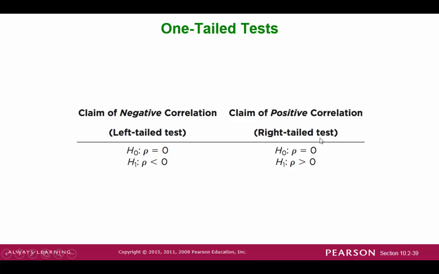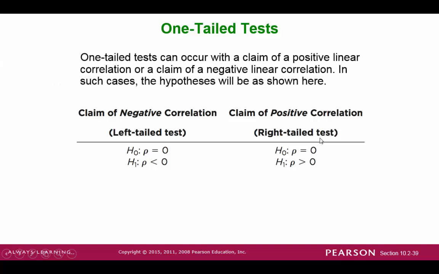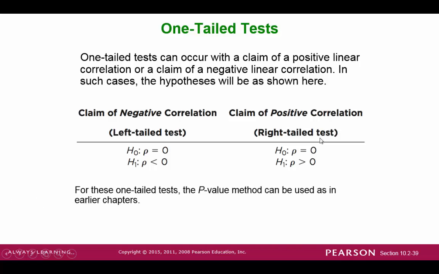There's some information about one-tail tests that we're not really going to cover too much, but it's an interesting idea if we're testing for positive or negative correlation. Okay, so this is an interesting slide to look at, but we're not really going to focus on this. So that brings us to the end of section 10-2.